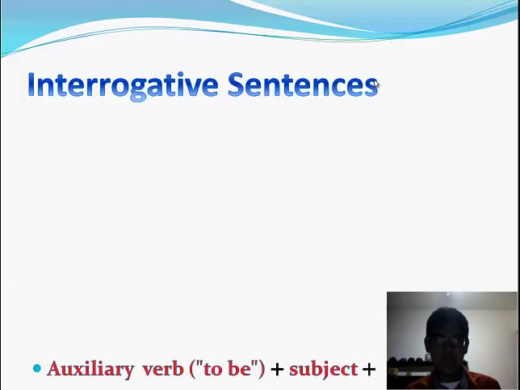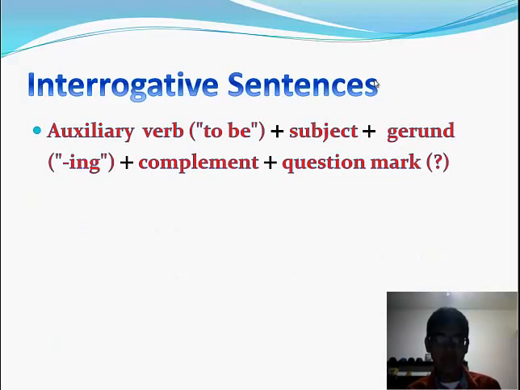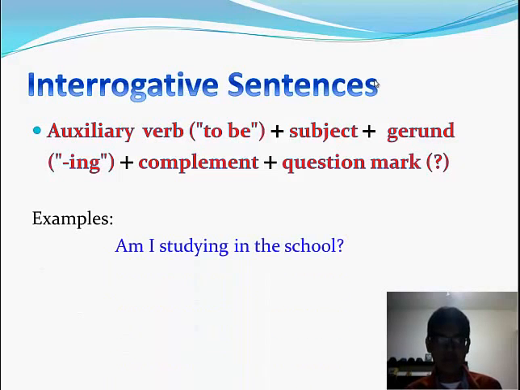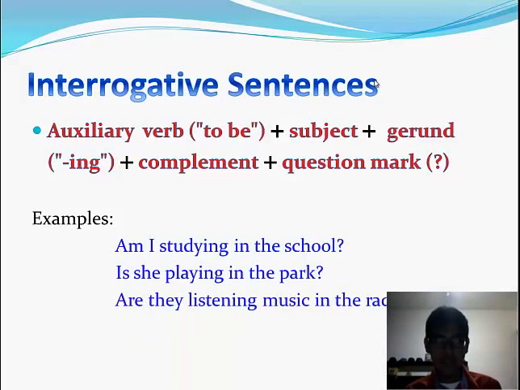And then we have the interrogative sentences. Auxiliary verb plus subject plus gerund plus complement and the question mark. Examples: Am I studying in the school? Is she playing in the park? Are they listening music in the radio?